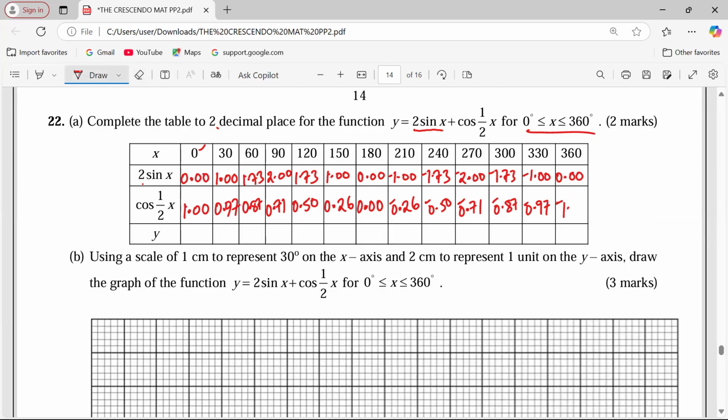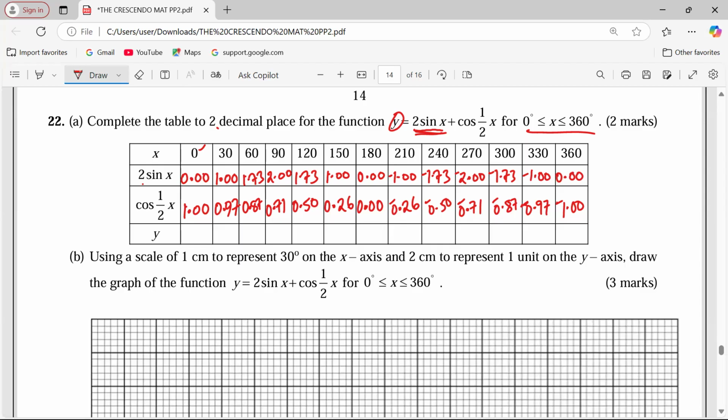Negative 1.00. So negative. So we should be keen, very keen actually. So now we have all that. The value of y is given by when we take 2 sin x plus the cosine of half x. So we have to take 2 cos x, we add for us to get the value of y.